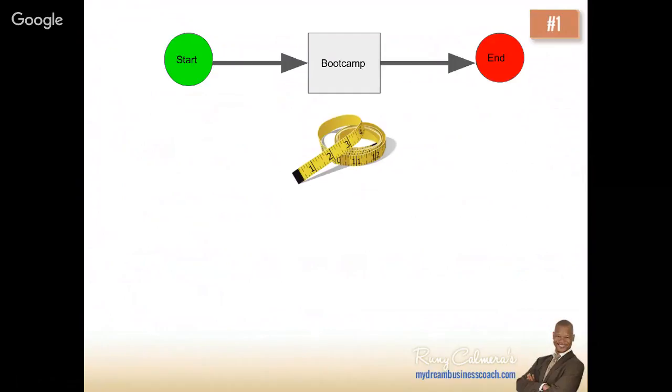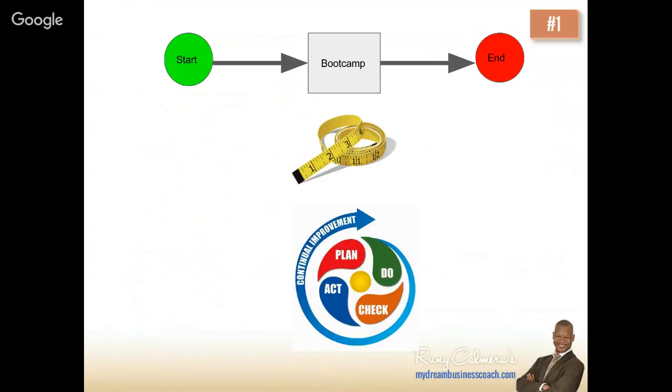And here you see that we measure, for instance, a bootcamp. We measure by having a start, a process, for instance, a bootcamp, and the end. At the end of the process, we want to achieve something. It could be a bootcamp, it could be a webinar, it could be a service you deliver. But once people start with that service, they go through that service, and then at the end, they have achieved a goal. So to do this, you need continuous improvement, continual improvement.